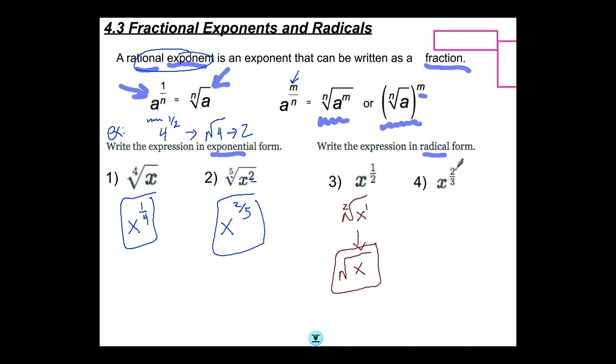Top is the power, bottom is the root. So we have a couple choices here. We can write this as the third root of x squared, or we can write this as the third root of x, all quantity squared. You do have two choices here. Either one of those works.